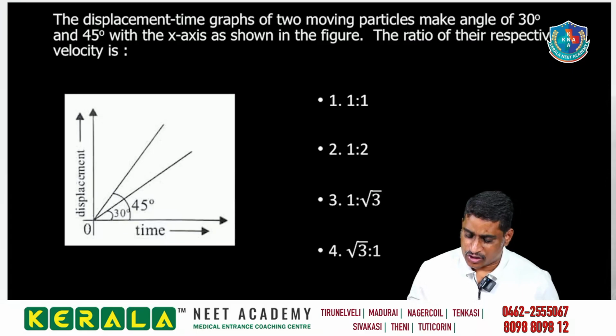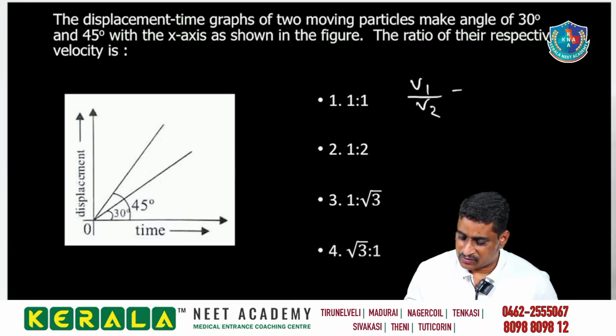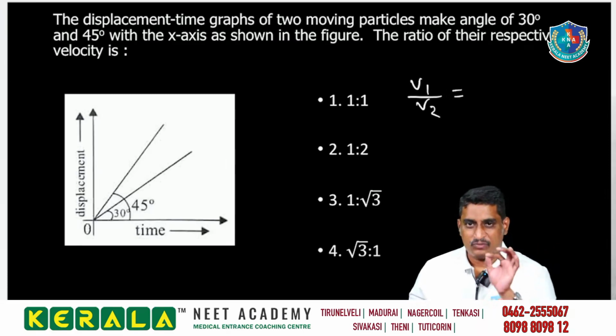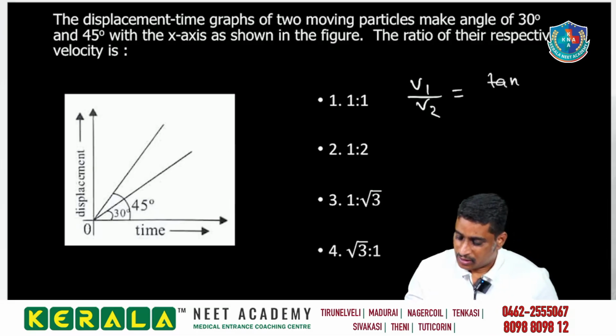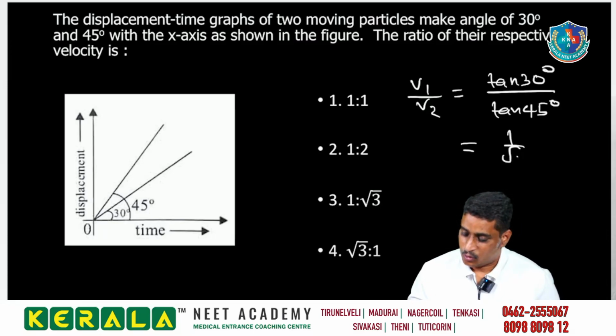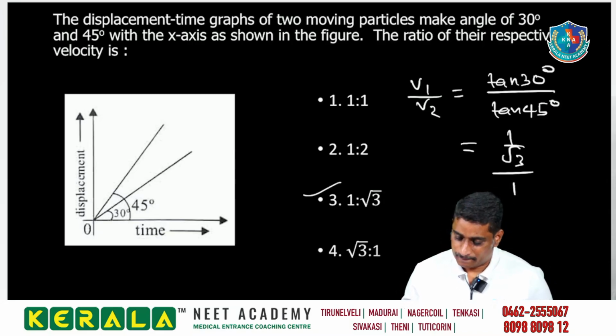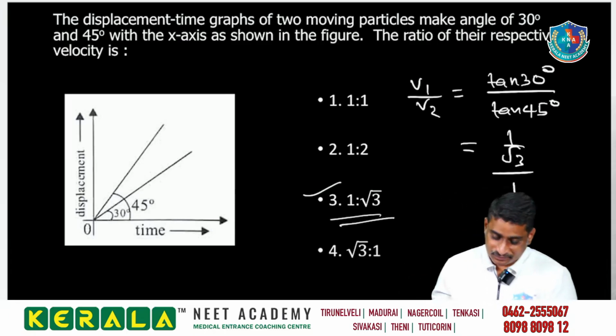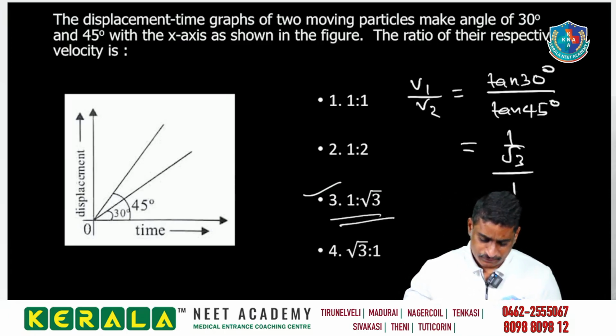So in this case, the velocity of the first particle divided by the velocity of the second particle will be equal to the ratio of the slopes. The ratio will be given by tan theta. So this will be tan 30 degrees divided by tan 45 degrees. So this will be 1 by root 3 by 1, that is, 1 is to root 3. This question also was given in the last NEET entrance examination. Okay. Come to the next question.